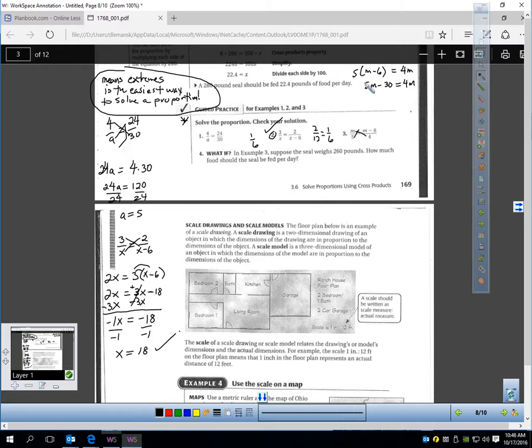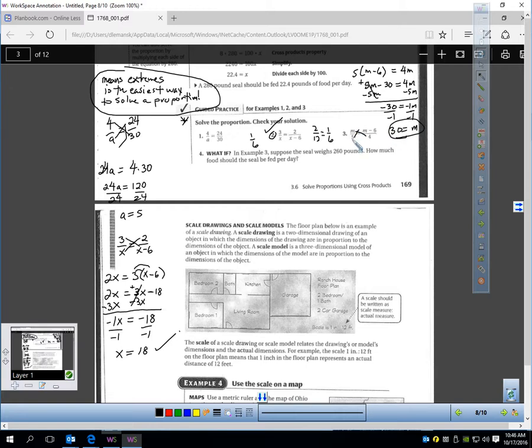Okay, I want to get all my variables on one side. I want to get rid of the 5m, so I'll take it away from each side. And when I do that, I get negative 30 on the left. I get negative 1m on the right. And I divide by negative 1 on each side to get m by itself. I'm getting positive 30. Let's check that.